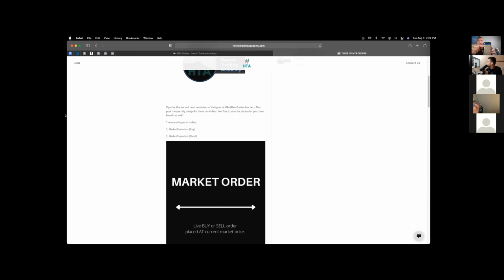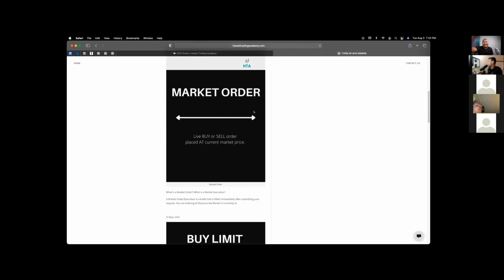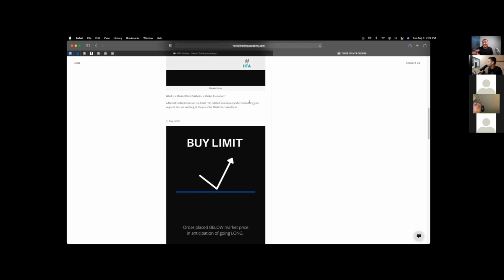It just tells me how many lots, and then it asks me where the stop is and target profit, and then buy or sell market. Maybe it's a setting, bro. I don't know, but it explains it.